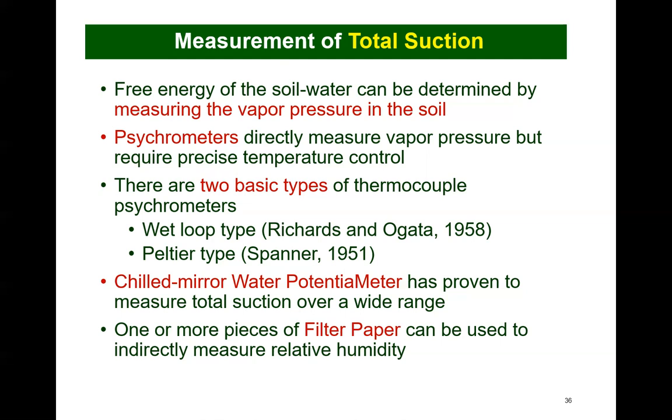Mention is made of some of the total suction measuring systems that are available. These are, first, two types of psychrometers. Second, the chilled mirror potentiometer. And third, the filter paper technique. These methods rely on either direct or indirect measurement of the relative humidity.